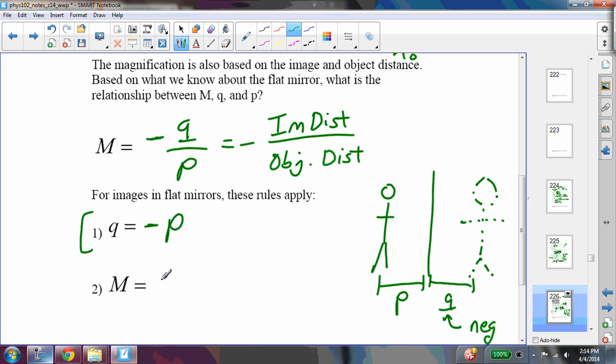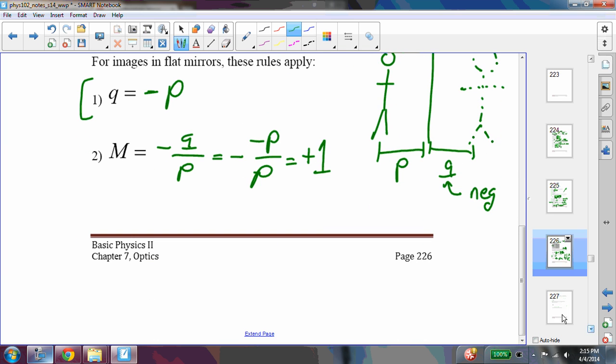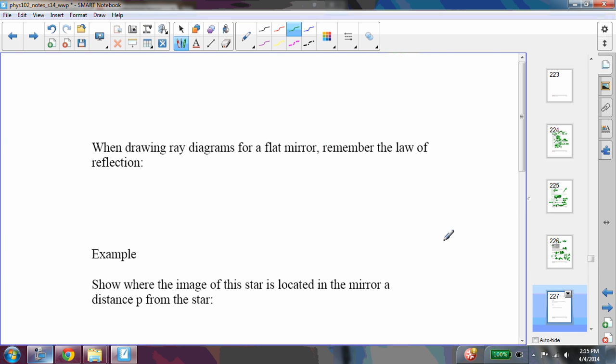Now, if m is equal to negative q divided by p, and q is equal to negative p, that means that magnification is positive 1 for a flat mirror, which we know to be true just by experience. Now, when we're drawing the ray diagrams for a flat mirror, we should always remember the law of reflection. And the law of reflection, of course, says that the incident angle is equal to the reflected angle.